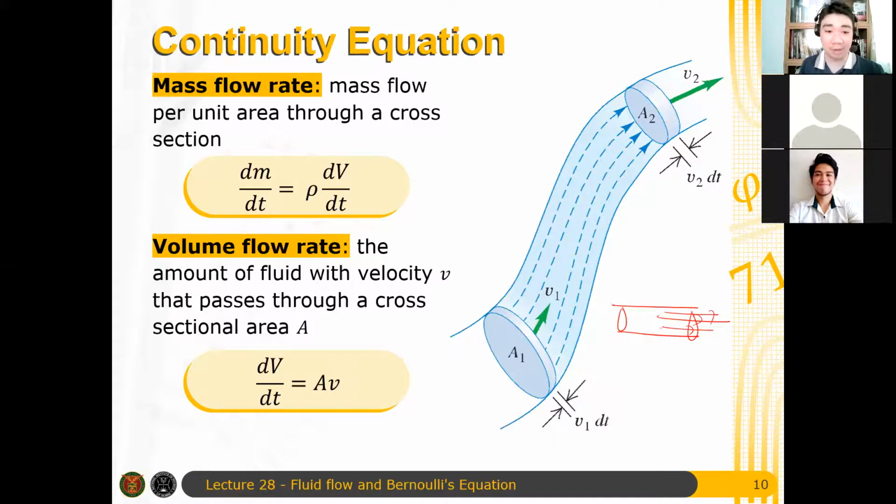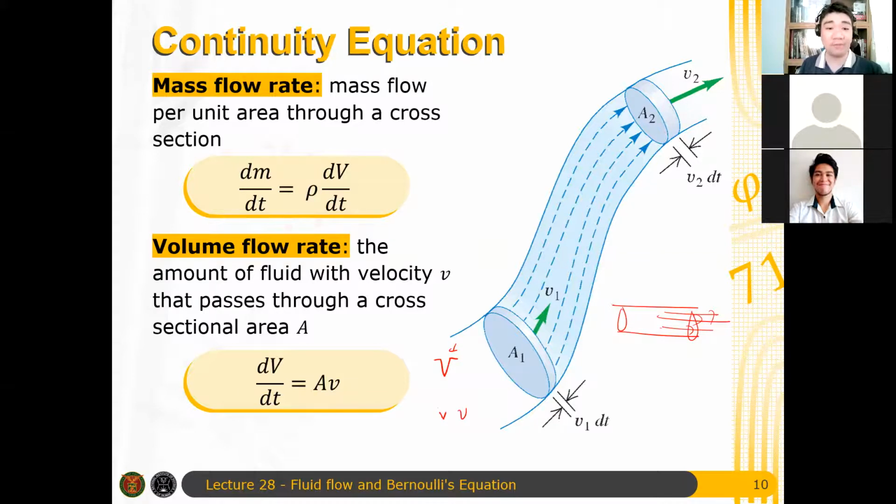The volume flow rate is the amount of fluid with velocity small v that passes through a cross-sectional area given by capital A. So when I write the quantities, I will write this as my volume, and then this, either this way or that way, as my velocity, so it won't be confusing. Capital V is volume, small v is velocity. Okay? Clear? So I hope that's clear.